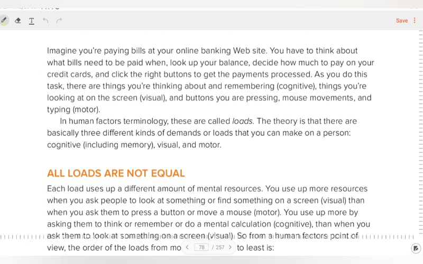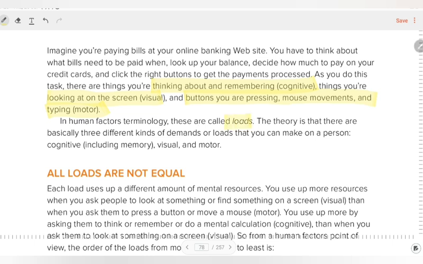Imagine you're paying bills at your online banking website. You have to think about what bills need to be paid when, look up your balance, decide how much to pay on your credit cards, and click the right buttons to get payment processed. As you do this task, there are things you are thinking about and remembering: cognitive. Things that you're looking at on the screen: visual. And buttons you're pressing, mouse movements, and typing: motor. In human factors terminology, these are called loads.